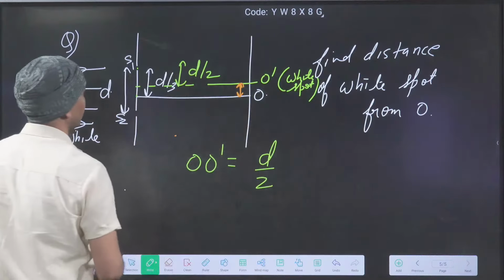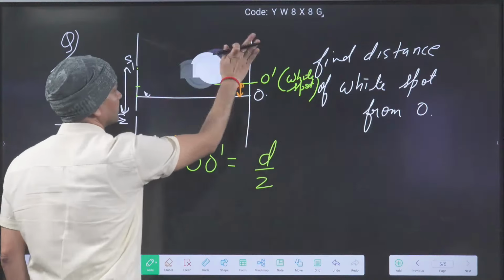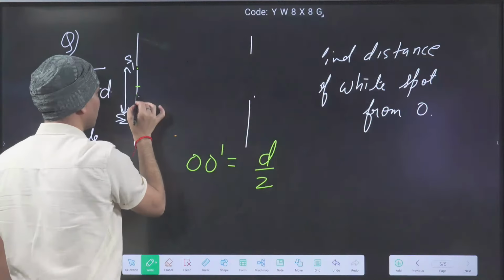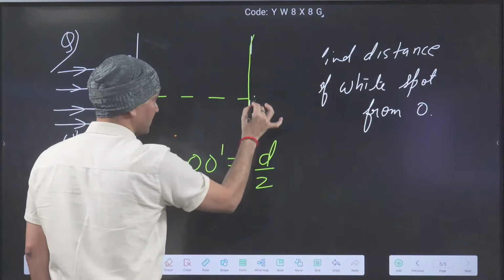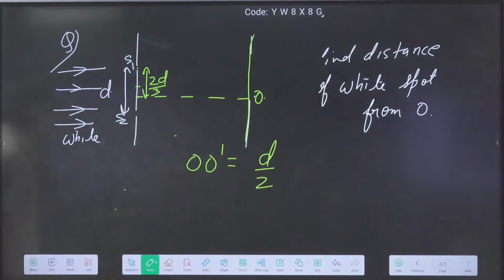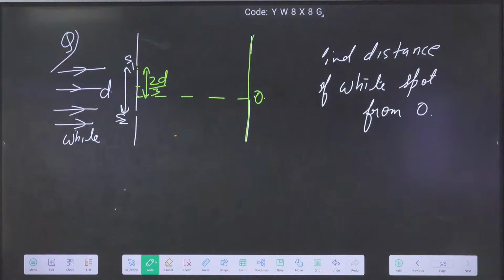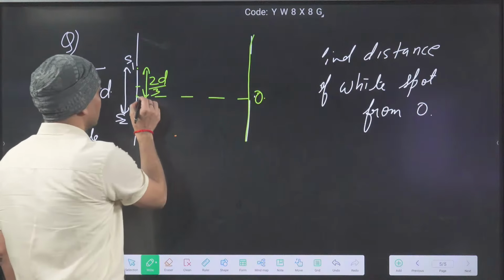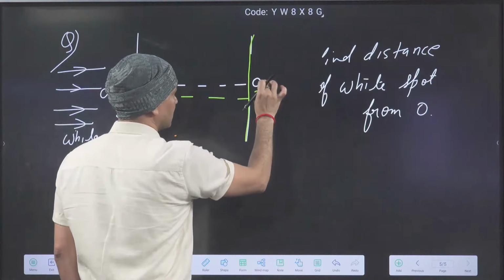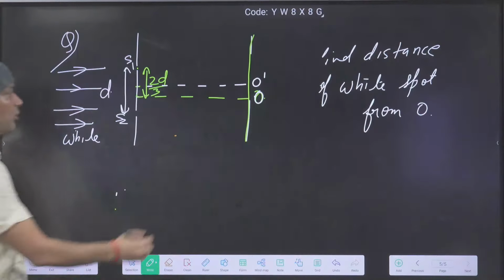Oh, wait. This is the D by 3 I gave, no? Here D by 3 I have given by mistake. So it is better that this distance I am giving 2D by 3. Okay, sorry. I am asking the distance of the white spot from the O, because D by 3 will be lesser than D by 2. So this is O, and this distance I gave 2D by 3. Now O dash is the white spot.